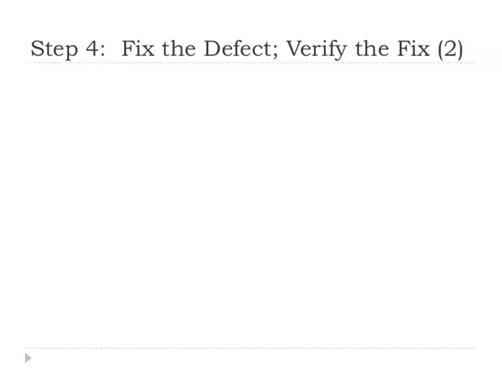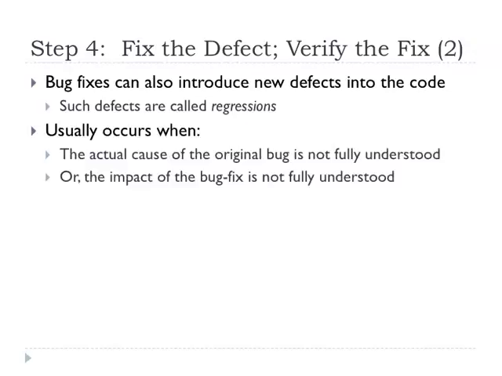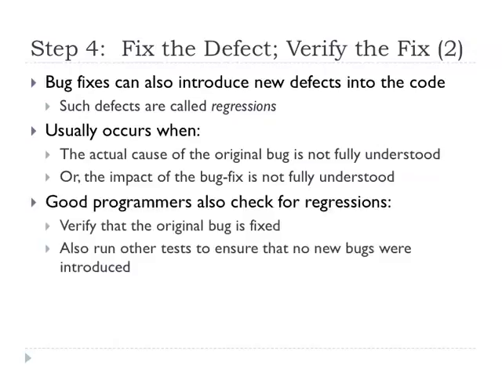Okay. Anyway, bug fixes can introduce new defects, and we call those regressions. We talked about those a little bit. Usually you have a regression when you don't really understand the cause of the bug that you're trying to fix, or you make a fix that's overly broad and you don't understand all the consequences of it. So you need to check for regressions as well when you make a fix. And that means test other things besides just the thing you fixed. Make sure those things still work.